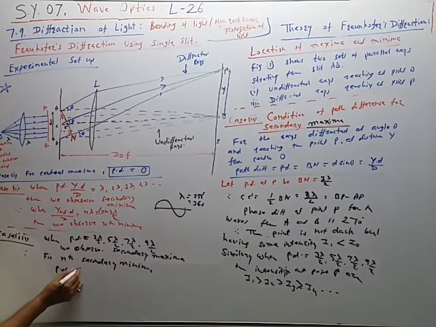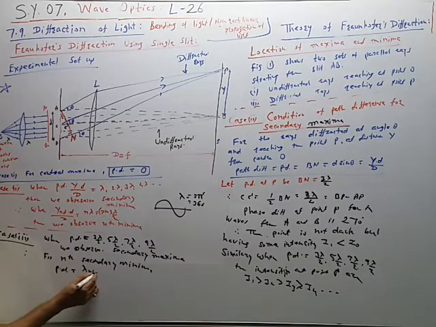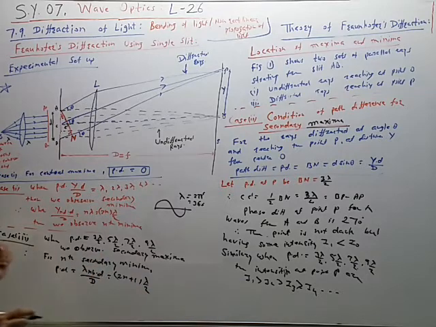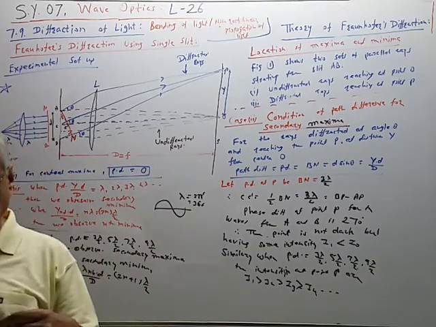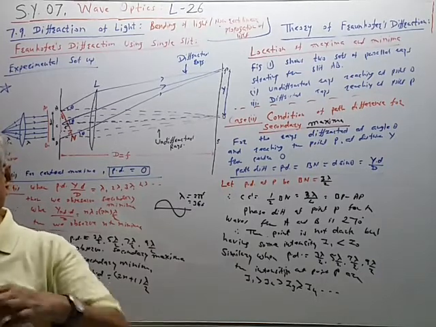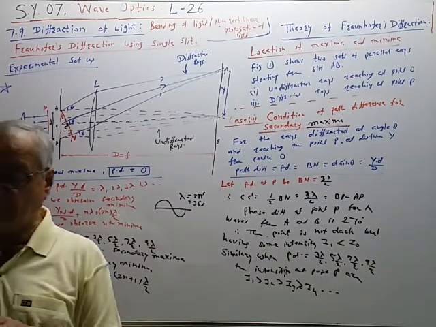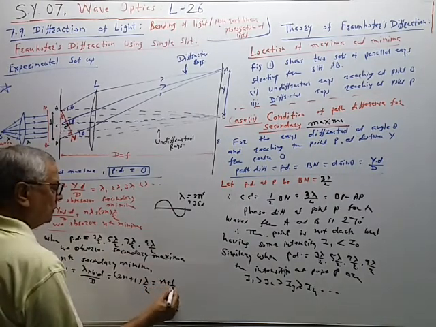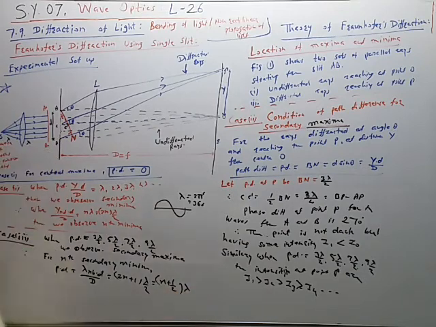path difference is equal to y and b for bright into d upon capital D is equal to odd multiple. So 2n plus 1 into lambda by 2, like this. n plus half, or 2n plus 1, n plus half lambda. So these are the conditions of path difference for central maxima, for secondary maxima, and for secondary minima, like this.